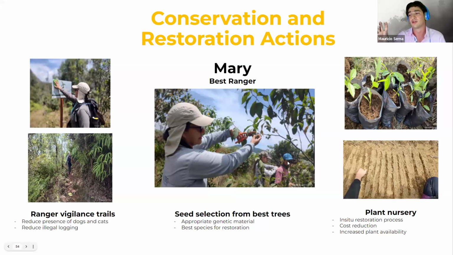This is really important because we can have the appropriate genetic material, and we can also have the best species for restoration. Not all species are interesting for restoration at the beginning. So seed selection allows us to really tackle what we need to do in terms of the restoration process. And we've built a plant nursery. This is really important because we have in situ restoration. This has reduced the cost of restoration and also increased plant availability.